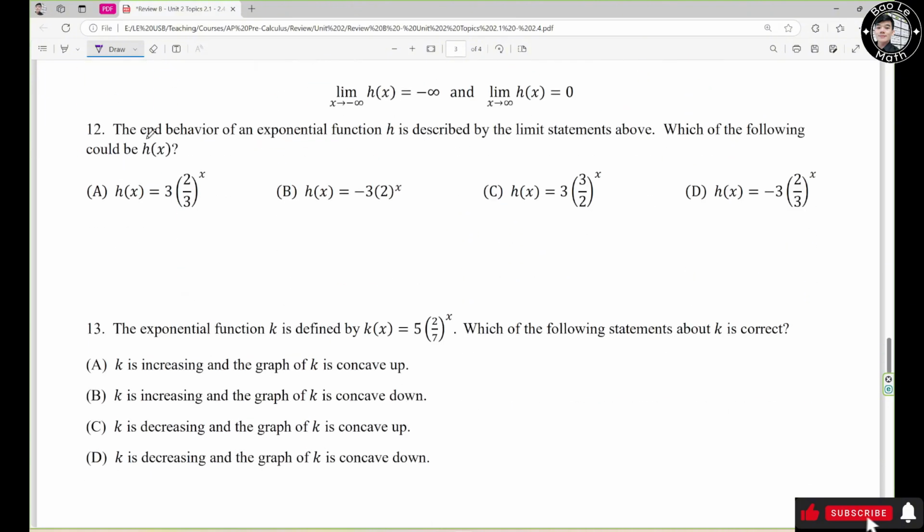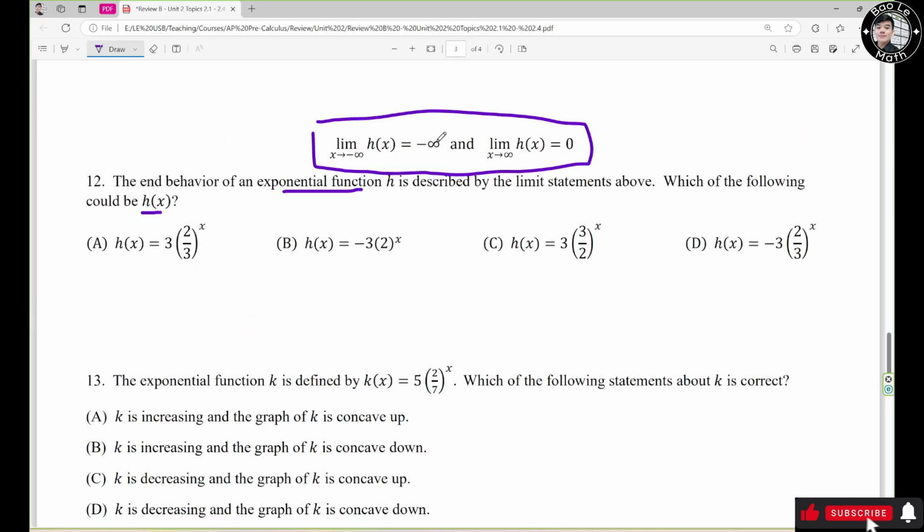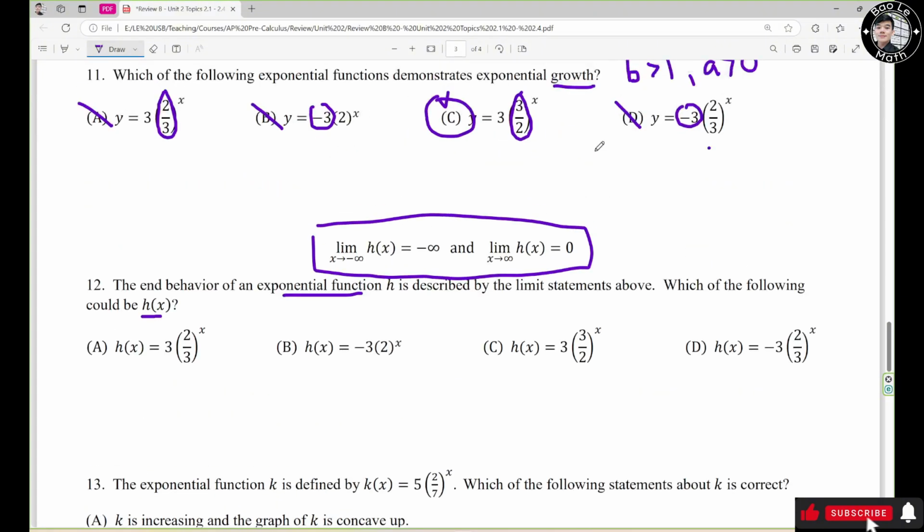Now look at question number 12. The end behavior of an exponential function h is described by the limit statements above. So this one right here. Which of the following could be the function of h of s? Now from this given information, we can get a simple graph of this one.